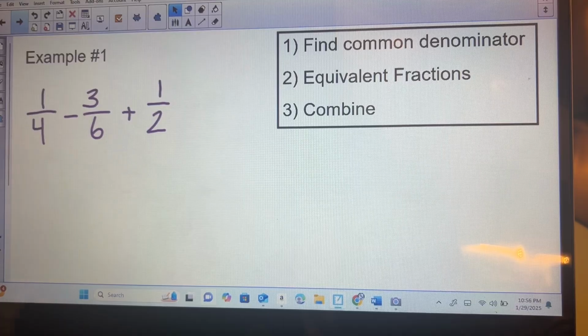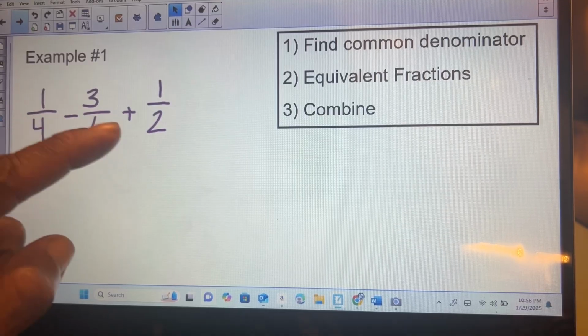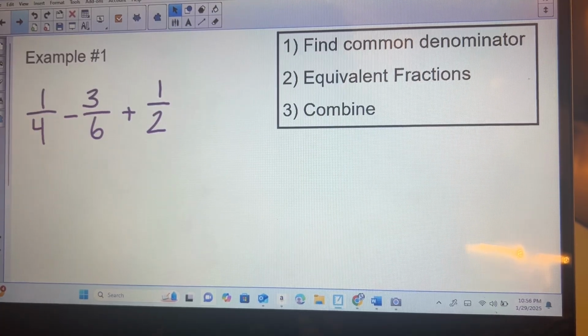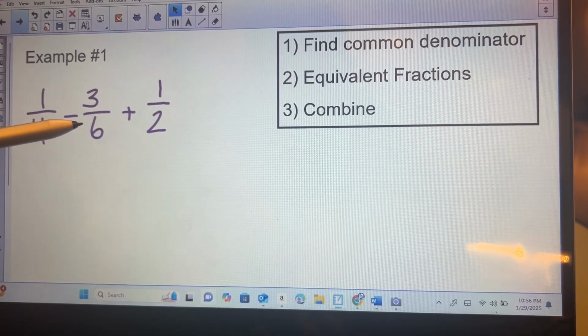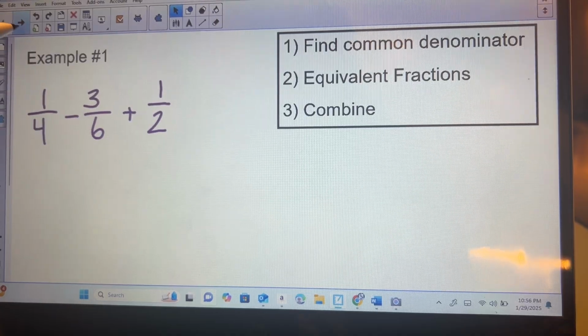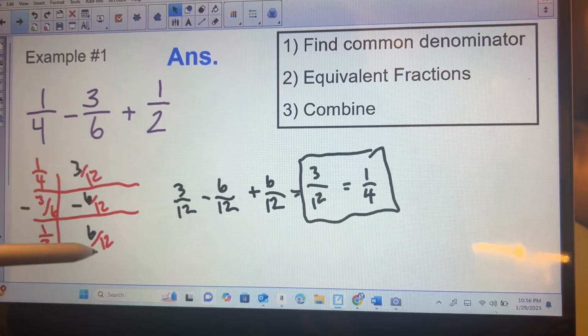Now take a look at the example: 1/4 minus 3/6 plus 1/2. In order to add or subtract these, you're going to have to find a common denominator for 4, 6, and 2. It looks like all three numbers share the common denominator of 12.